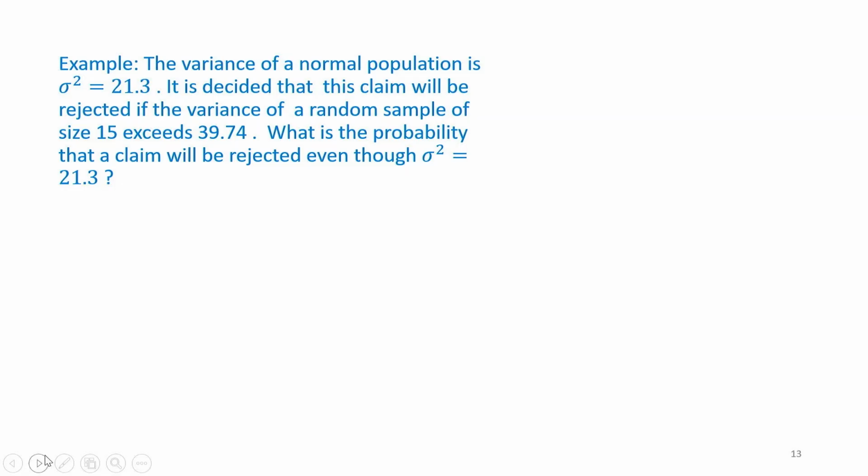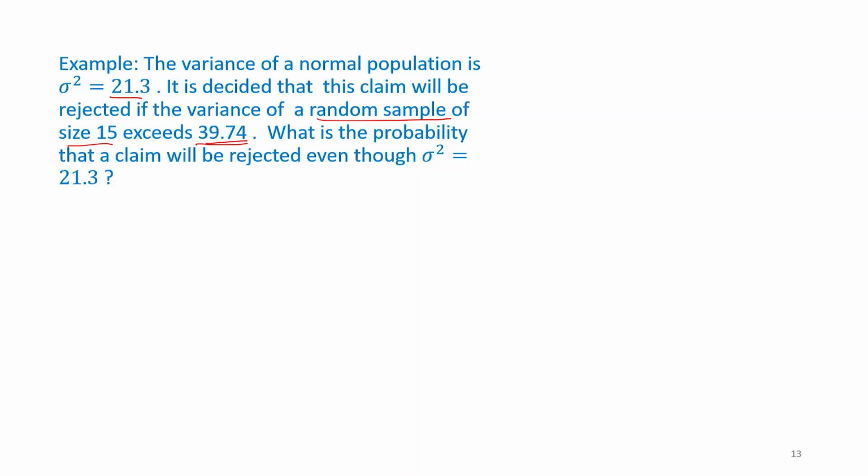The variance of a normal population is given, that is 21.3. This is given already. This is the variance. Now it is decided that the claim will be rejected if the variance of a random sample of size 15 exceeds 39.74. What is the probability that a claim will be rejected even though sigma squared is 21.3?